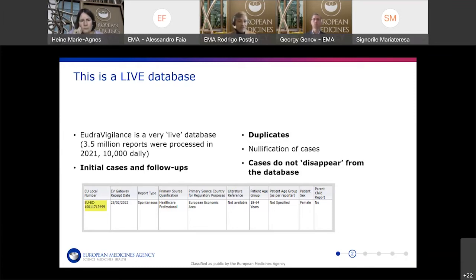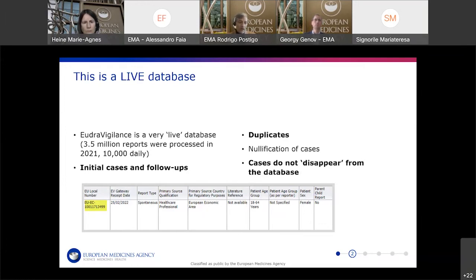And we may also have nullification of cases. Nullification is when the case was initially submitted by error, and then the healthcare professional realized the adverse reaction didn't happen or something like this, and then that case would be nullified. Here in the screenshot, you have a picture of a line listing of the ADR website, and there we provide an identification number, the EU local number. This EU local number belongs to the transaction of the case, so to the single transaction. That means that this number is going to change from the initial case to the follow-up cases, and this allows us to track all the different transactions in the database.